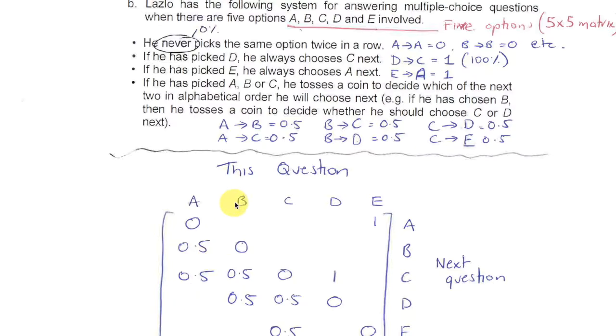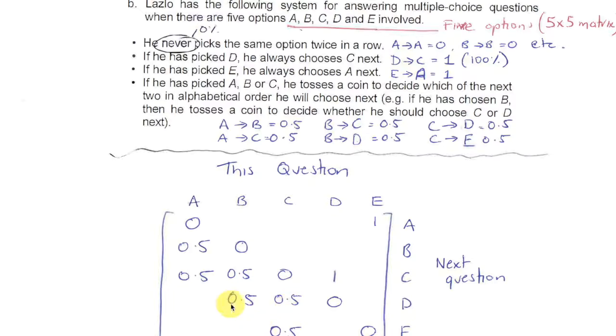Now B has the same rule. So if we choose B, he will either move across to C or D. And again, to decide, he will toss a coin. And then the same thing for C. So if he's chosen C, he'll either go to D or E because they are the next two options in alphabetical order after C. And it's a 50-50 chance again, so he'll toss a coin to decide on that.